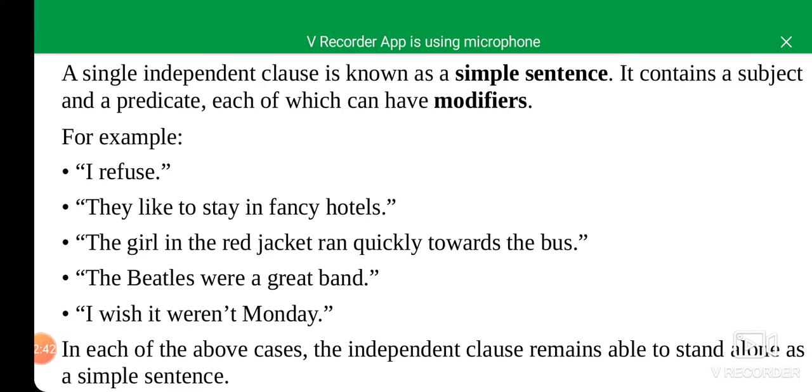Let's look at sentences. A single independent clause is known as a simple sentence, because in a simple sentence we have at least a subject and a predicate that gives information about the subject. It contains a subject and a predicate, each of which can have a modifier. For example, I refuse. I is the subject and refuse is the predicate, which gives information about I.